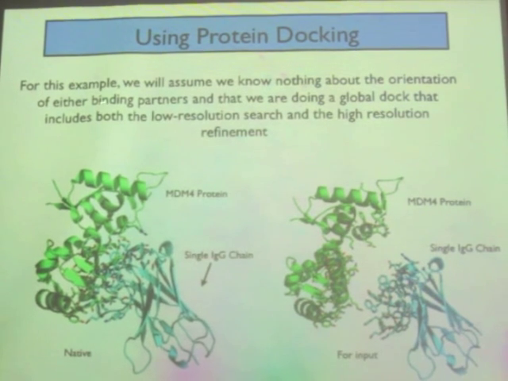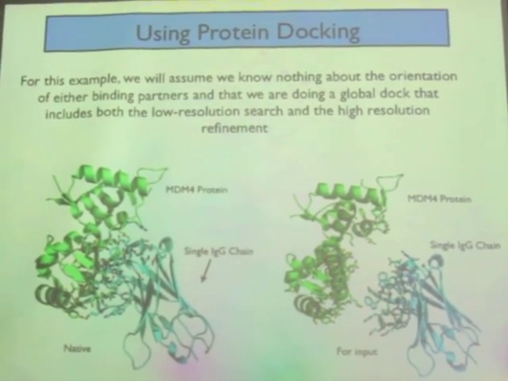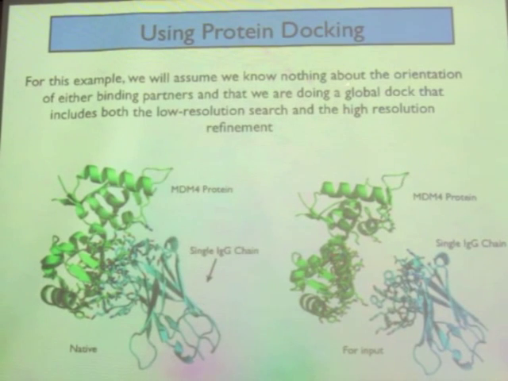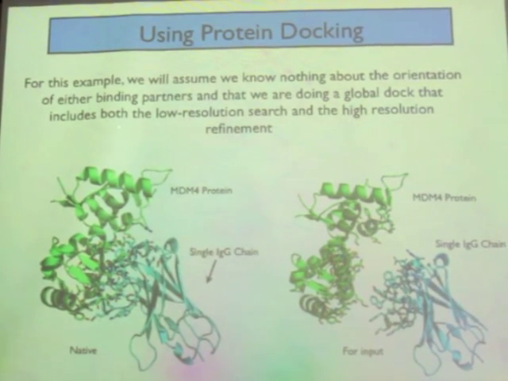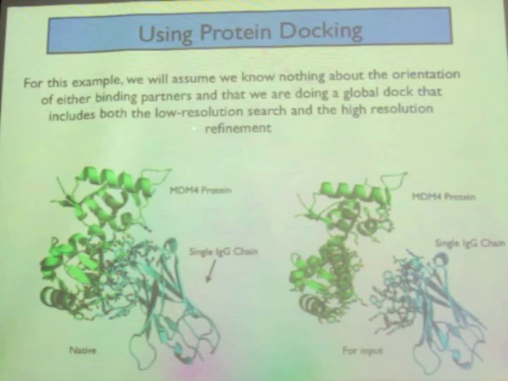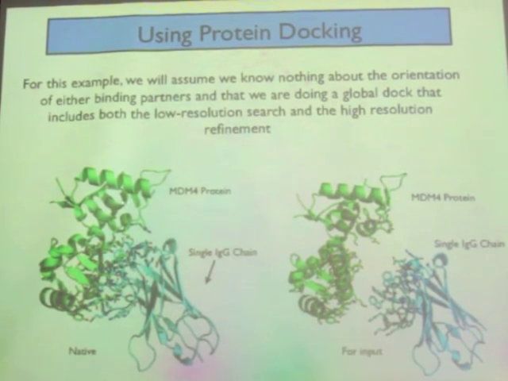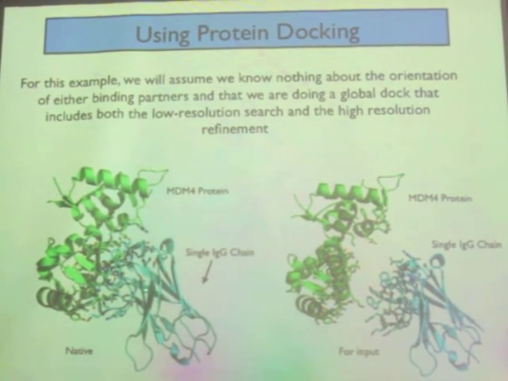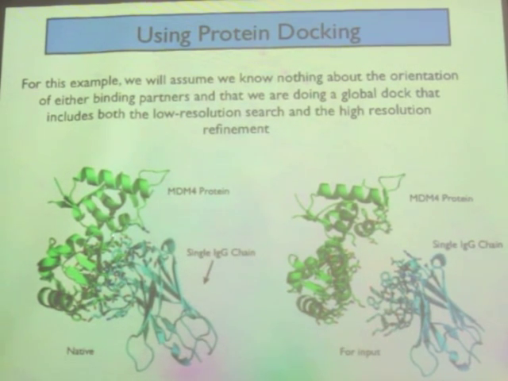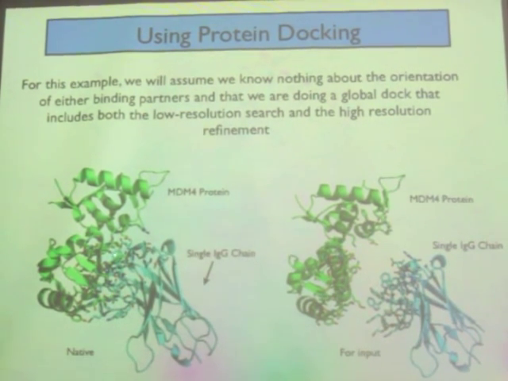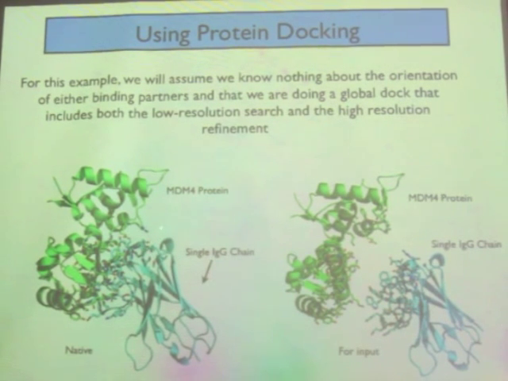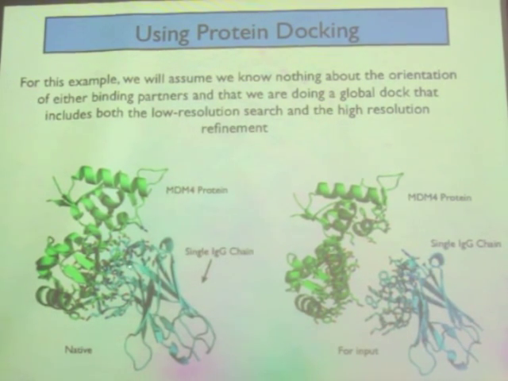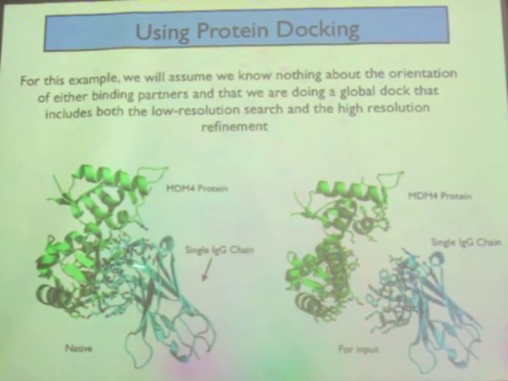So for this example, we're going to assume we know nothing about the orientation of either binding partner, and we're going to do a global dock that includes both a low resolution search and high resolution refinement. The MDM4 protein is just some random protein I pulled from the PDB, and it comes along with a single IgG chain. And this is the native structure here, so it's tightly packed at the interface. For instance, we do know that antibodies will always try to bind at their antigen binding sites, but we're going to assume for this case we don't know that.